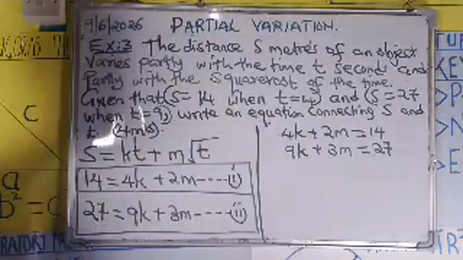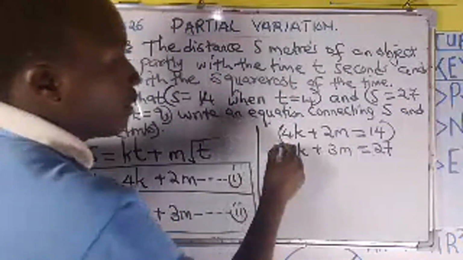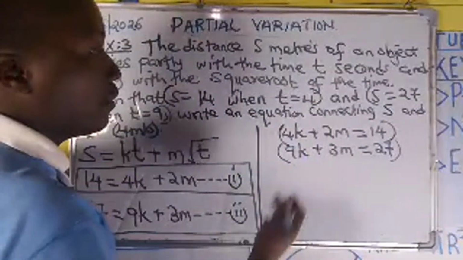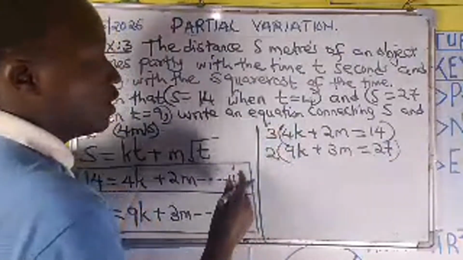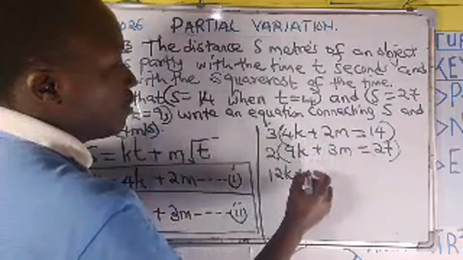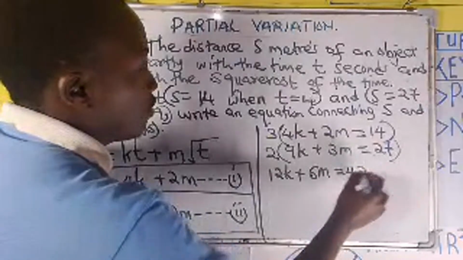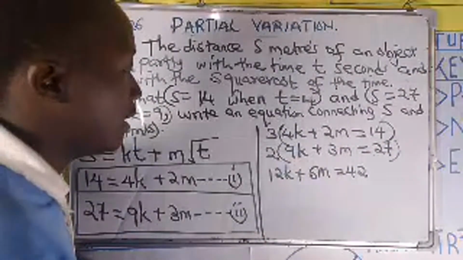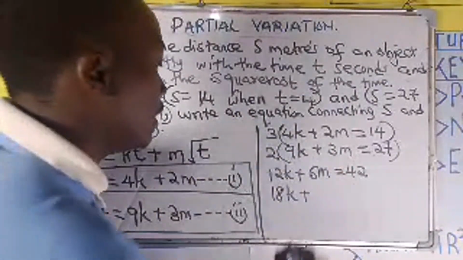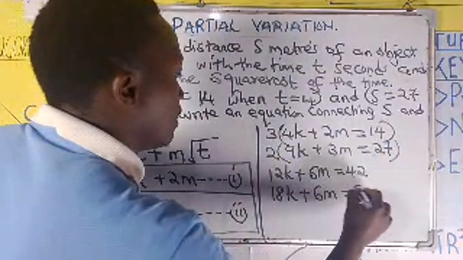So with these two equations, let us eliminate m. We will multiply by 3 and by 2. So 3 times 4 is 12k plus 3 times 2 is 6m, equals 14 times 3, which is 42. And 2 times 9k is 18k plus 2 times 3m is 6m, equals 2 times 27.